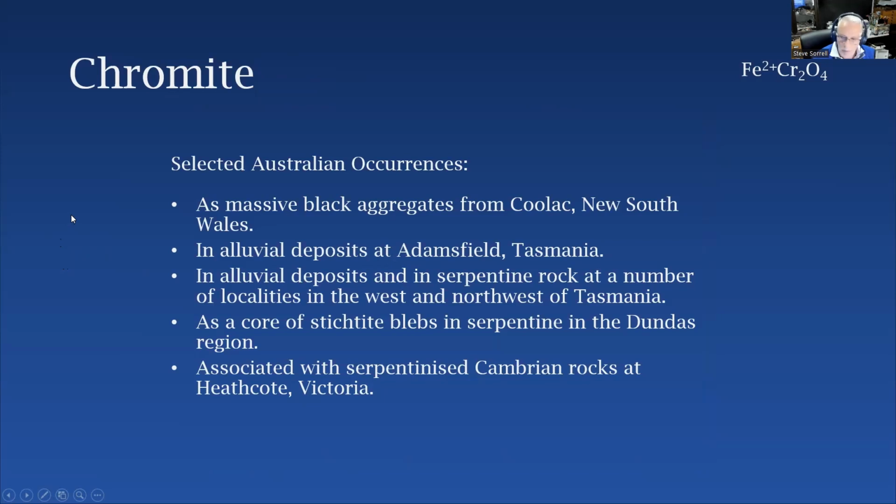And then we move on to chromite, which, we're getting close to the end actually. So chromite, it's mostly as black grains or black silvery grains in alluvial deposits, or it can be found as massive material, as in Kulak, or as individual crystals in serpentine, which is where the alluvial deposits are generally derived from. And a lot of those alluvial deposits also have osmiridium in them as well.